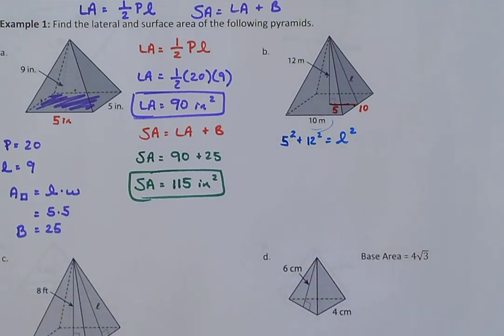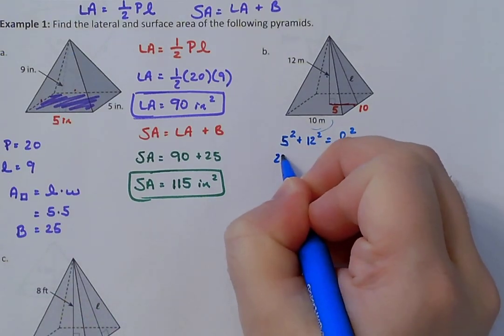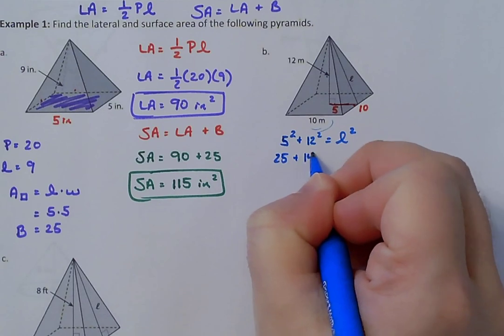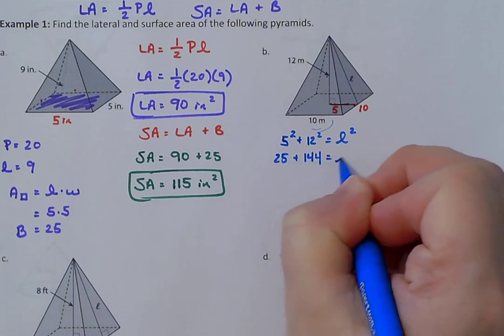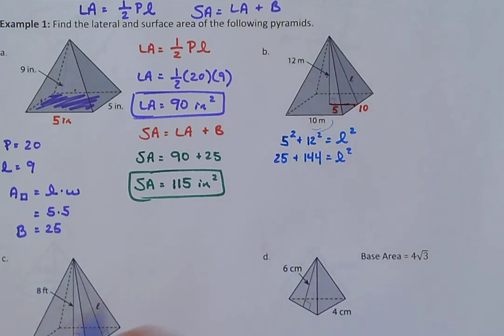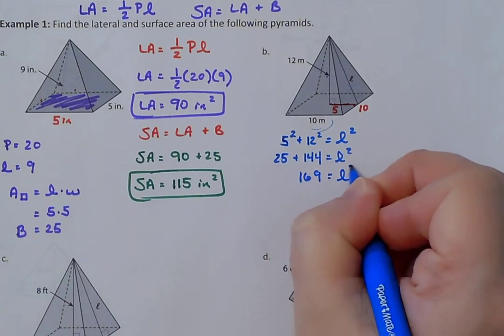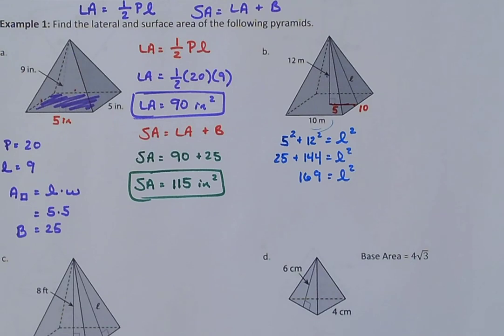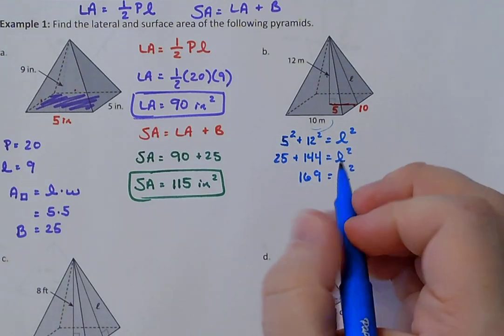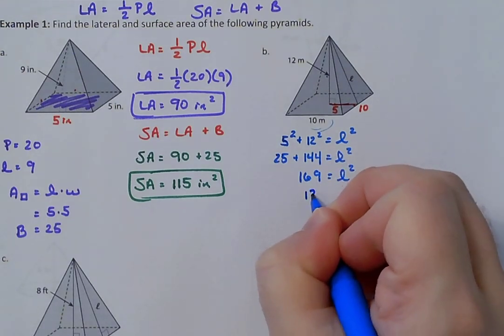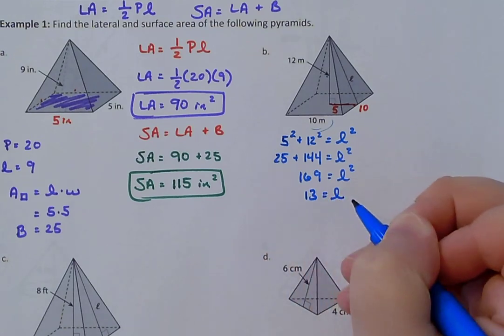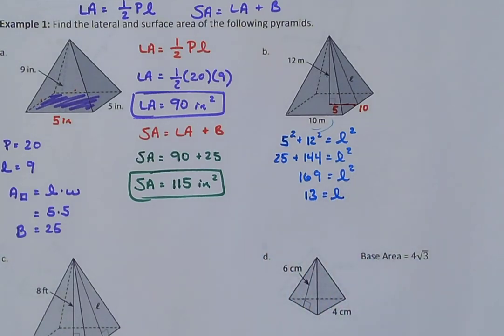So if we go through and solve the Pythagorean theorem, 5 squared is 25, 12 squared is 144. If we add those together, we get 169 equals L squared. And if we take the square root of 169, we figure out our slant height to be 13. So I know our L value to be 13.